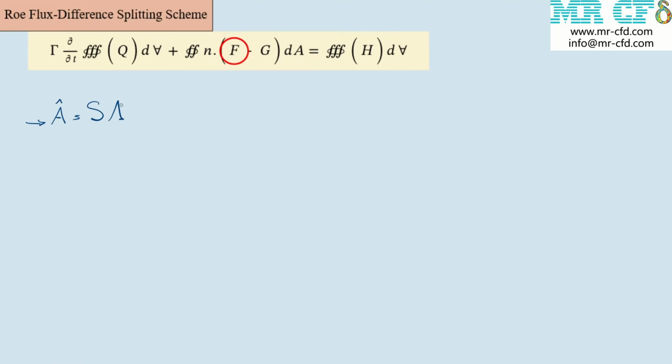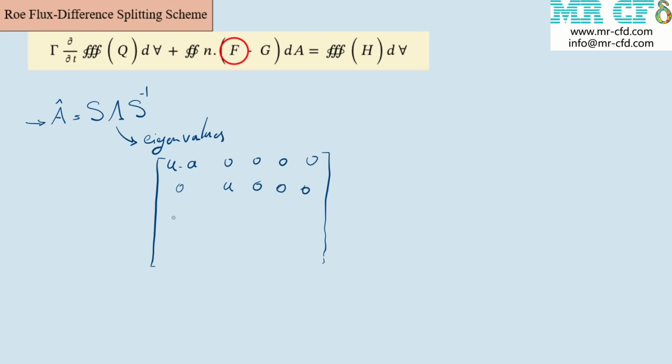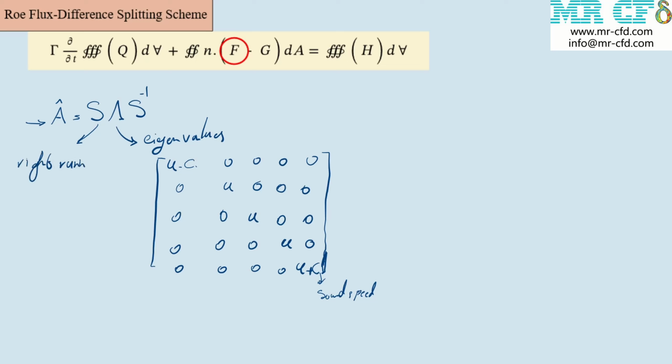The matrix A tilde can be expressed as A tilde equals S lambda S inverse. Here, lambda is a diagonal matrix of eigenvalues, and the eigenvalues are U minus A, U, and U plus A, where U is the fluid velocity and A is the speed of sound. In our notation, the speed of sound is represented by c, so the eigenvalues become U minus C, U, and U plus C. The matrix S contains the right eigenvectors, while S inverse contains the left eigenvectors.